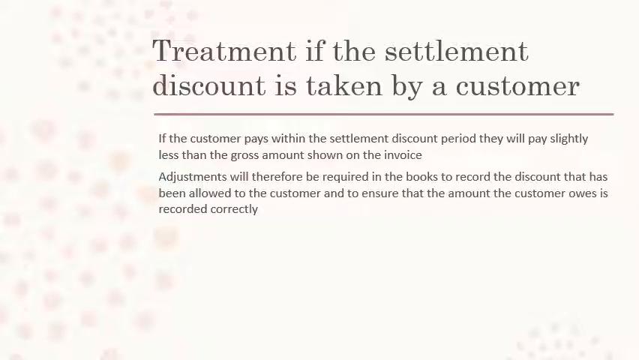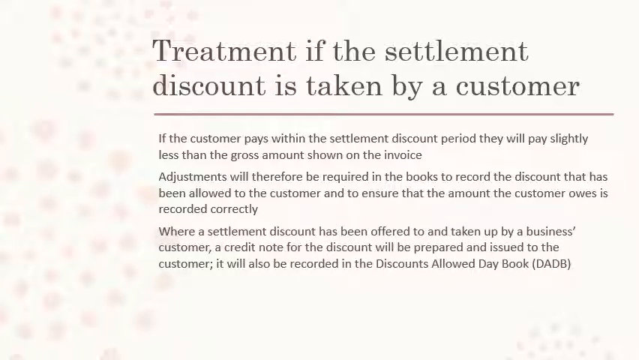Now, because of this, we're going to have to put through a number of adjustments in the books to record that discount that's been allowed to the customer, and also to make sure that the amount that's recorded as being owing from that customer doesn't include that discount that's been taken.